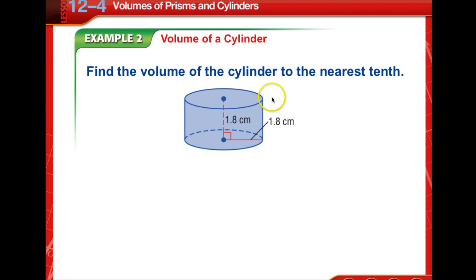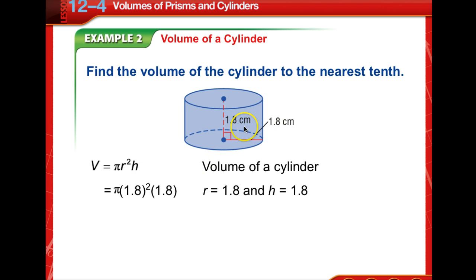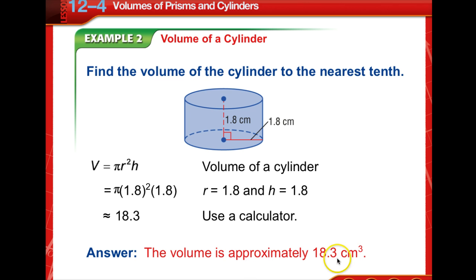So we're to find the volume of the cylinder to the nearest tenth. The formula for volume of a cylinder is pi r squared h. R is 1.8, as well as the height. Okay. Using a calculator, the volume is approximately equal to 18.3 cubic centimeters.